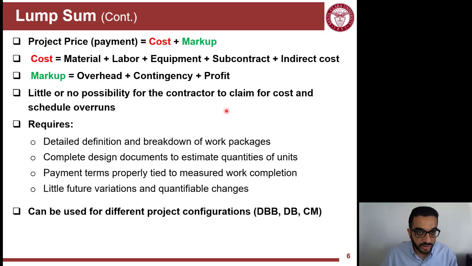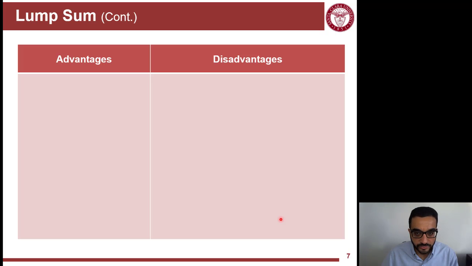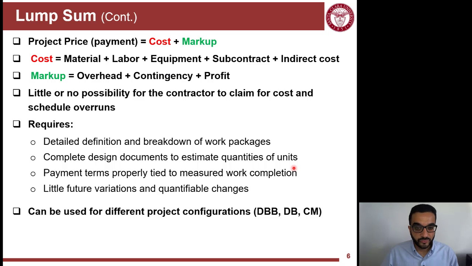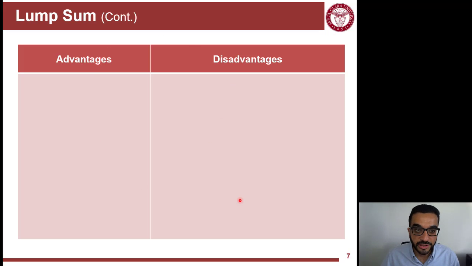And theoretically, this lump sum can be applied for different types of project configurations and delivery systems, design build, or CMAR, construction management at risk. So from what you heard, like we did with the delivery systems, you can pause here a little and think about what is a good thing and a bad thing about lump sum. You can watch the whole video and then come back here and think about positives and negatives of lump sum. And we'll discuss that in class.